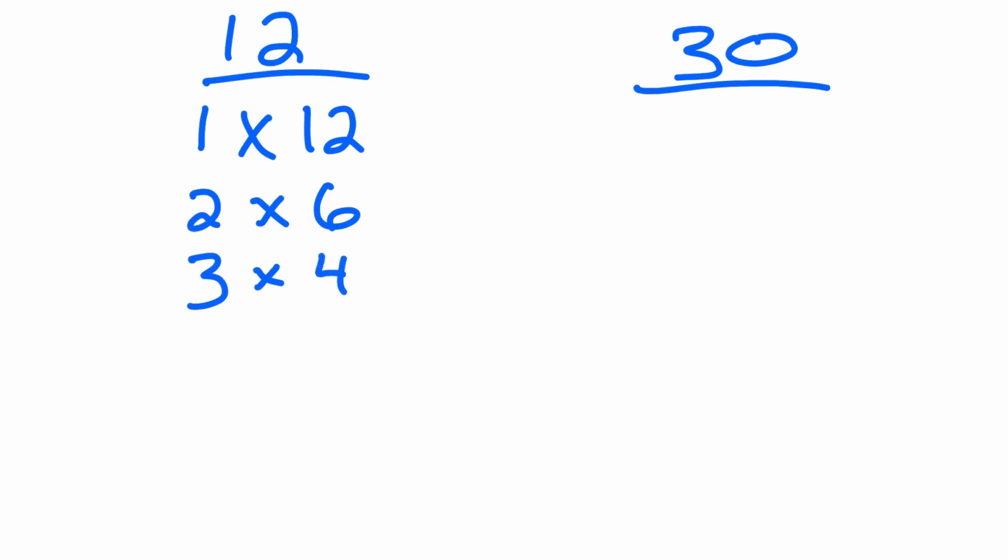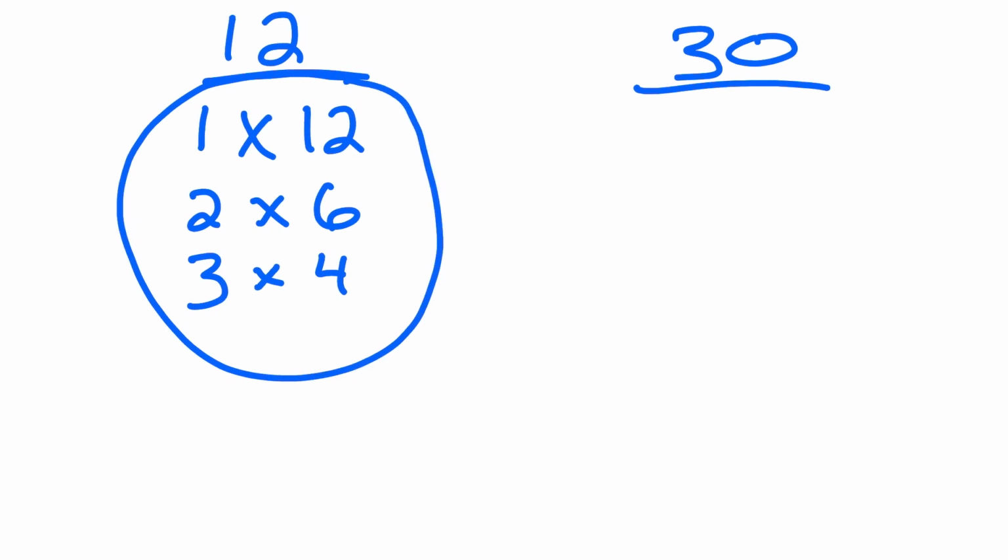Does 4 go into 12 evenly? Yes, but I already have 4, so I'm all done. I know I have all of them. So 12 has 6 different factors: 1, 2, 3, 4, 6, and 12.